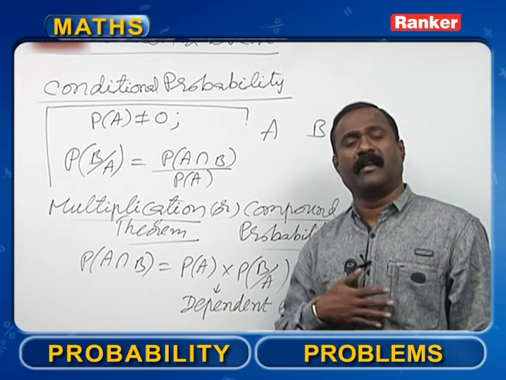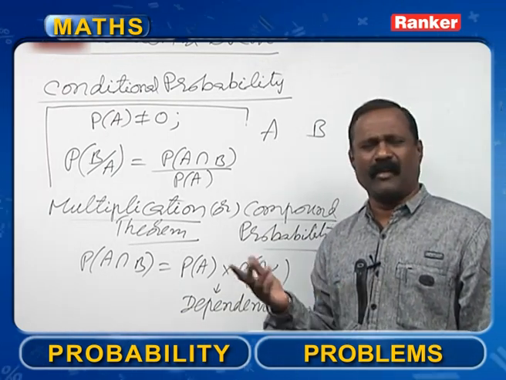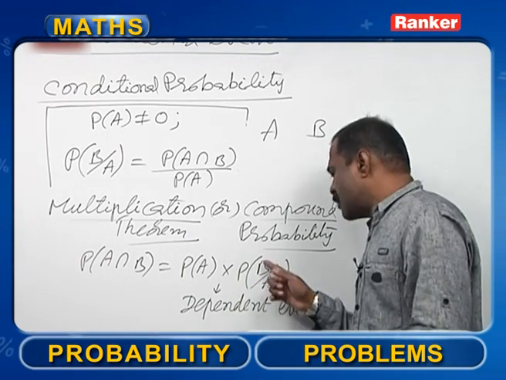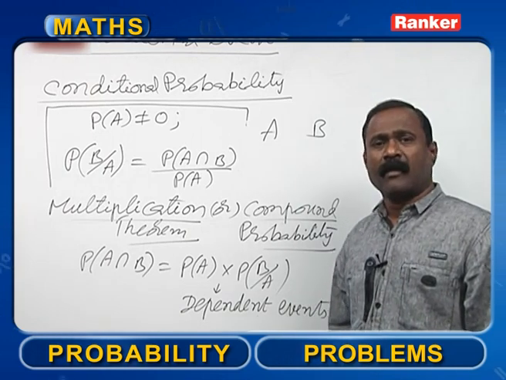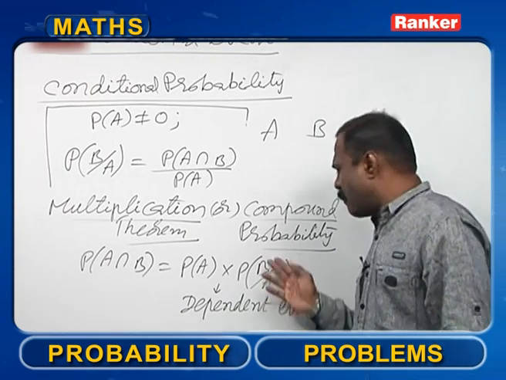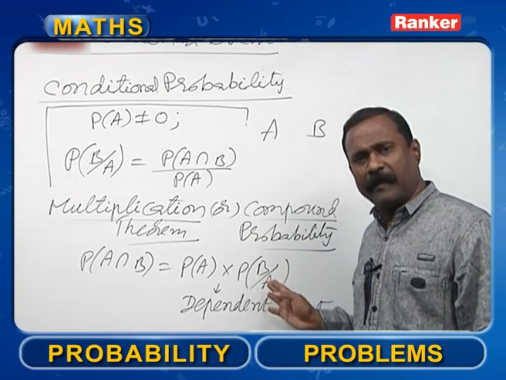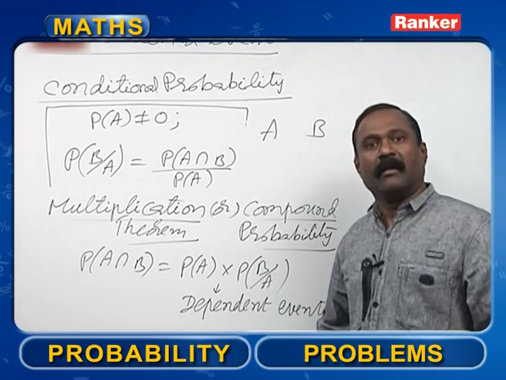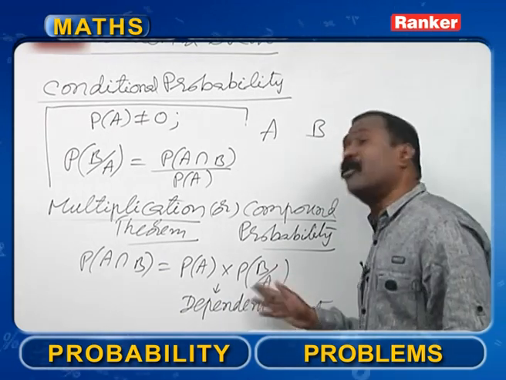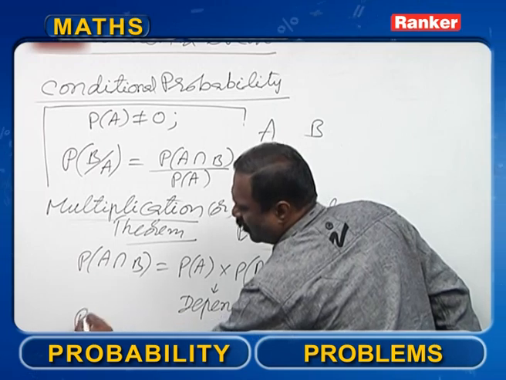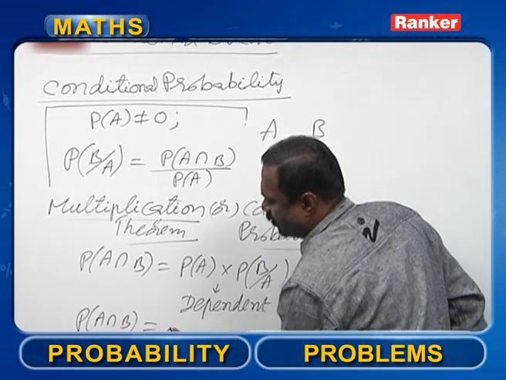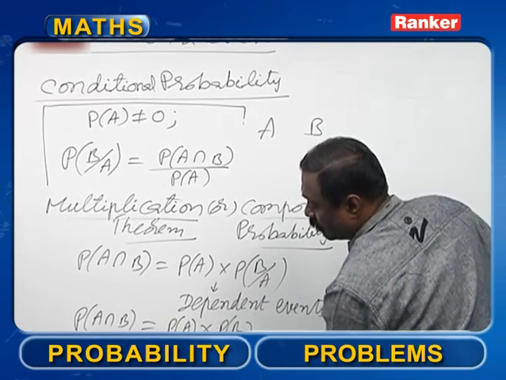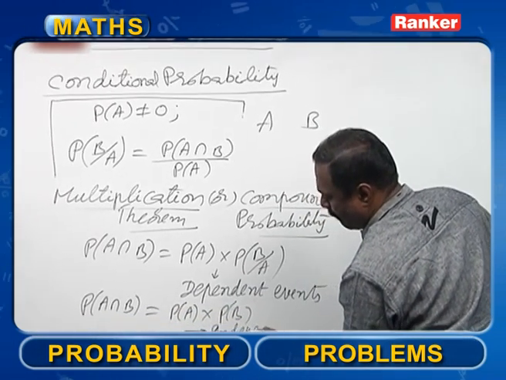But when there are independent events, how do you write this? This is very simple. When they are independent, B does not depend on A. Irrespective of the occurrence of A, B occurs. That means it nowhere depends on A. That means P of B after A becomes P of B simply. We don't need to know about A. That is why if there are independent events, P of A intersection B is nothing but P of A into P of B.